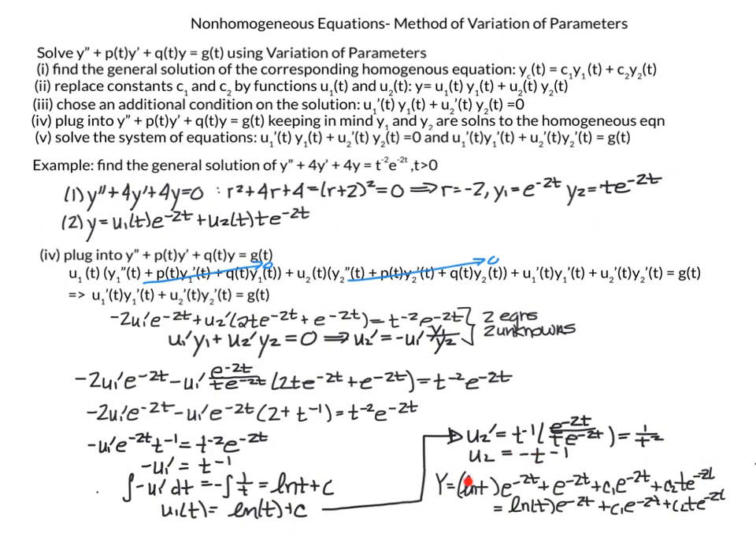It is our u1 times y1 plus u2 times y2. So the t to the minus 1 cancels with this t. And then we have plus c1 e to the minus 2t plus c2 t e to the minus 2t. These can combine, so we have natural log of t times e to the minus 2t plus c1.